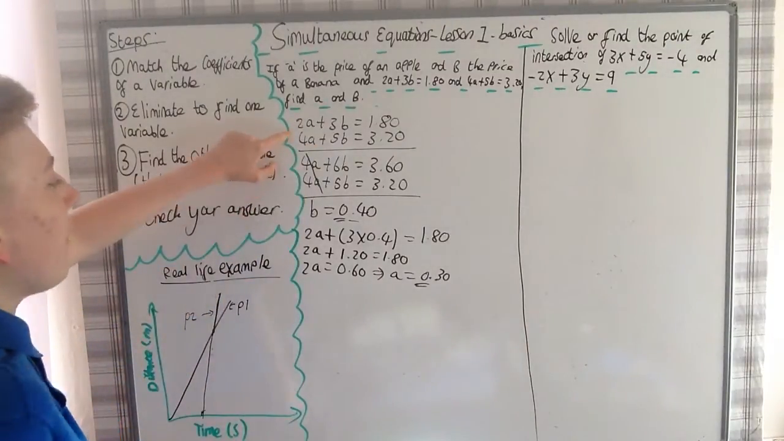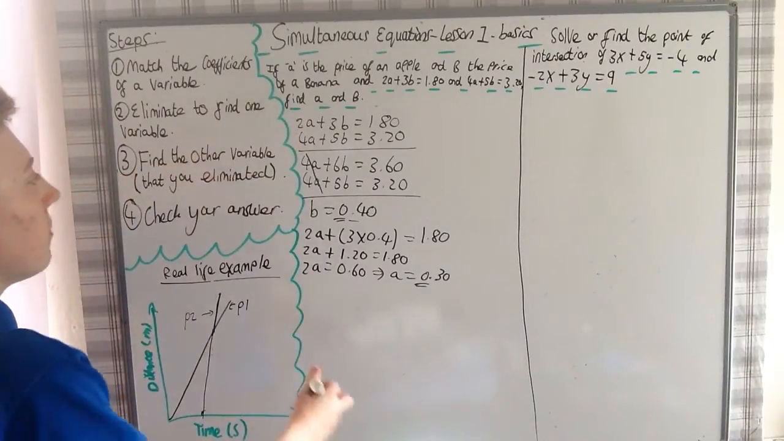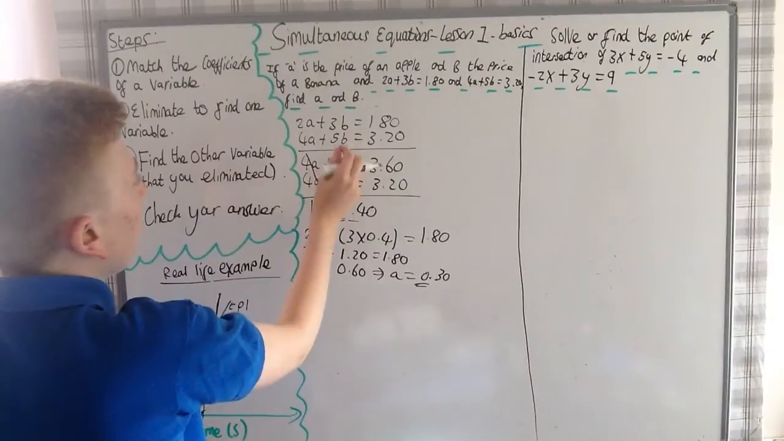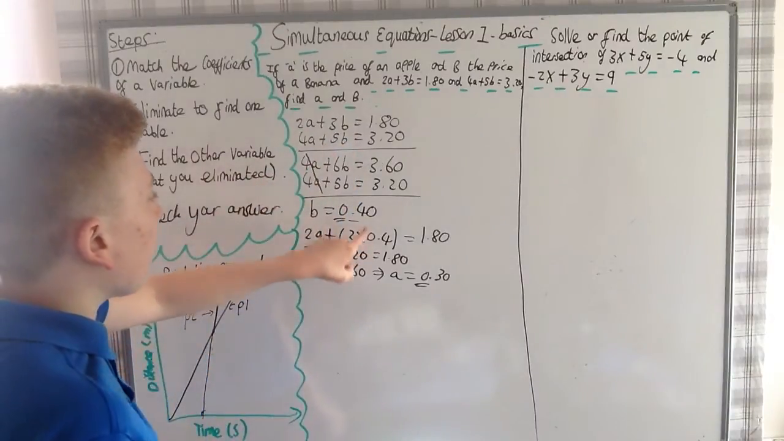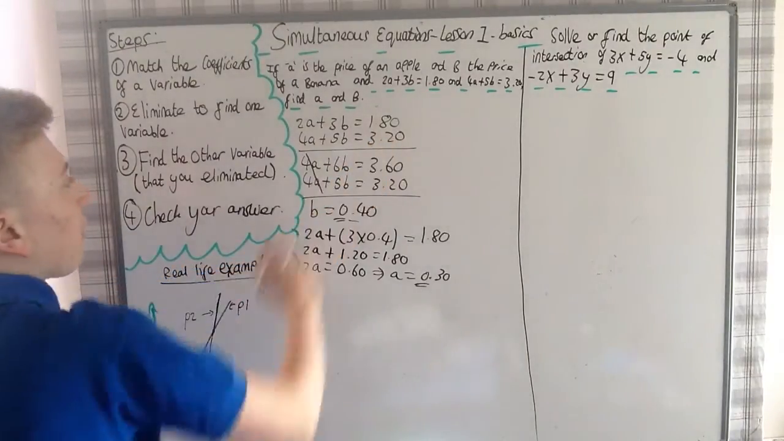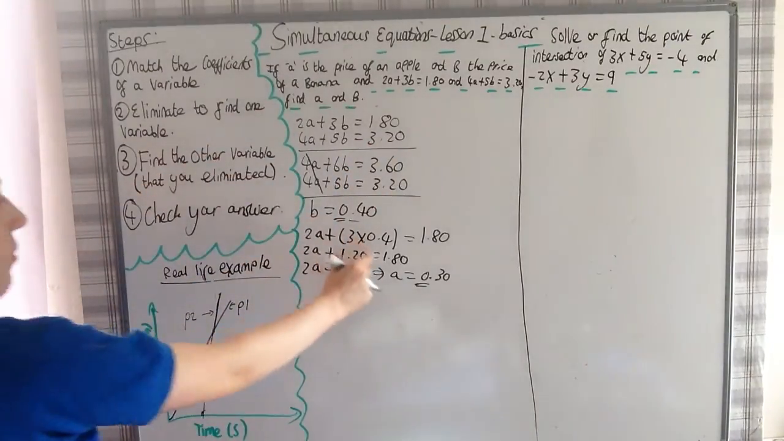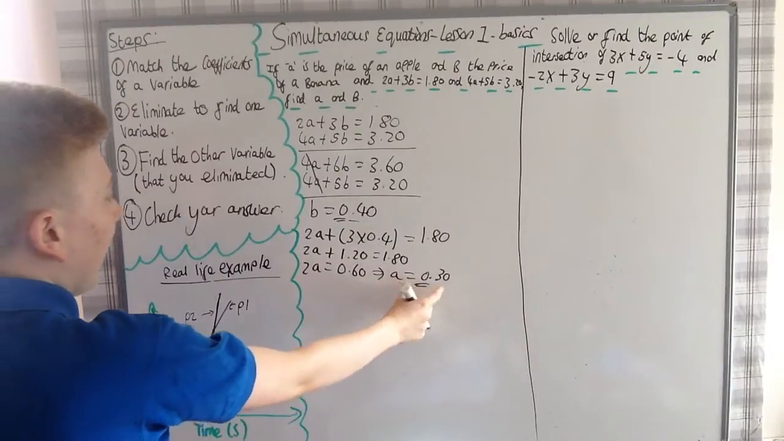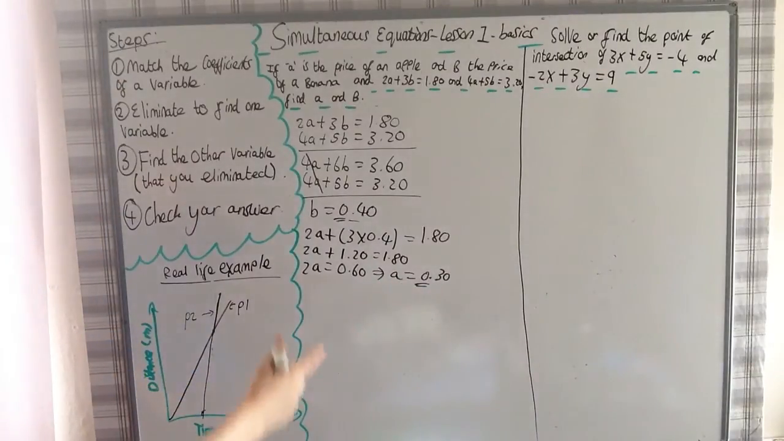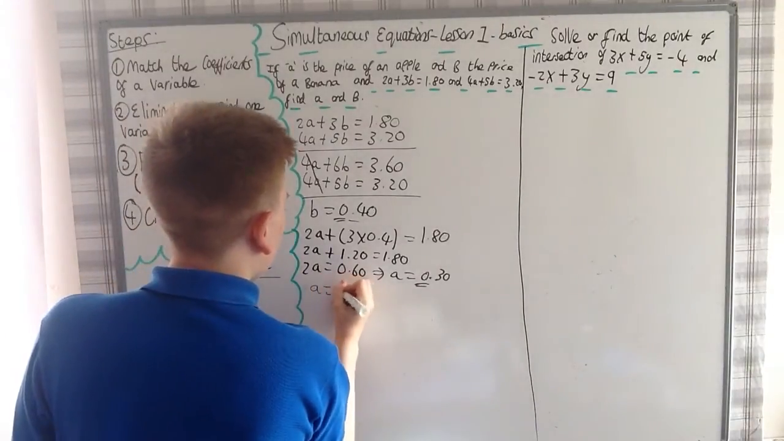4 times the price of a. Well, if a is 0.3, 4 times 0.3 is 1.2. 1.2 plus 5 times 0.4, so that's 1.2 add 2. Well, that's 3.2. So that works. And we know it works with a because that's how we found our value of a. So a is 0.3 and b is 0.4. So we could state that.